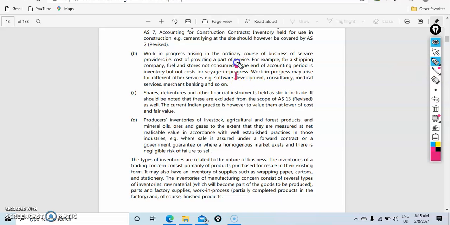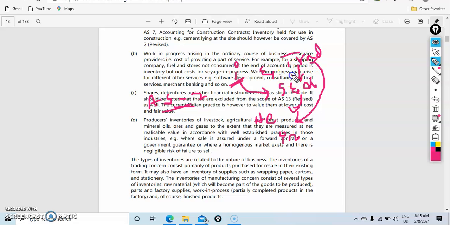For example, from the investor and the trader point of view, suppose there are shares and debentures. The trader is purchasing these shares and debentures and selling them. It is in the ordinary course of his business, and from his point of view we can say that it is inventory. But can we apply AS2 here? No, because these are investments. From the investor point of view, it is an investment. From the trader point of view, it is a business. So for this we are not using AS2, we are using AS13.